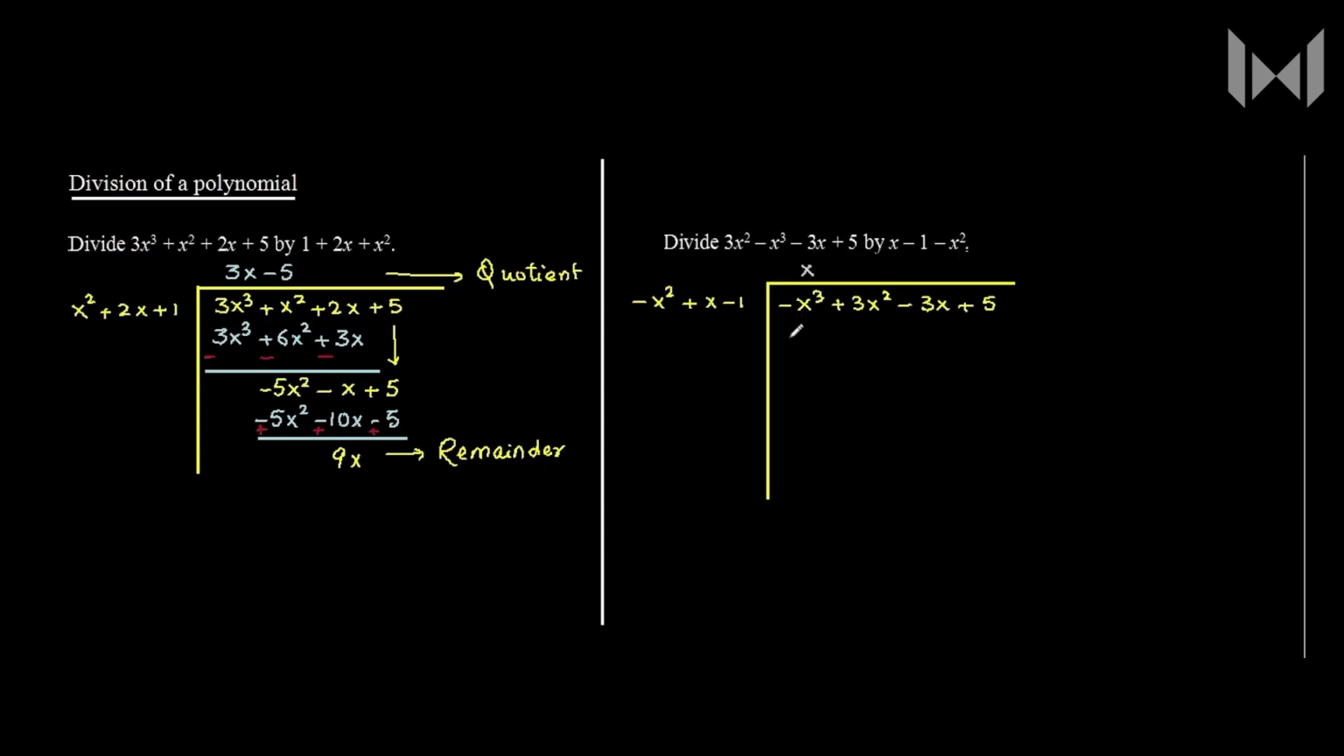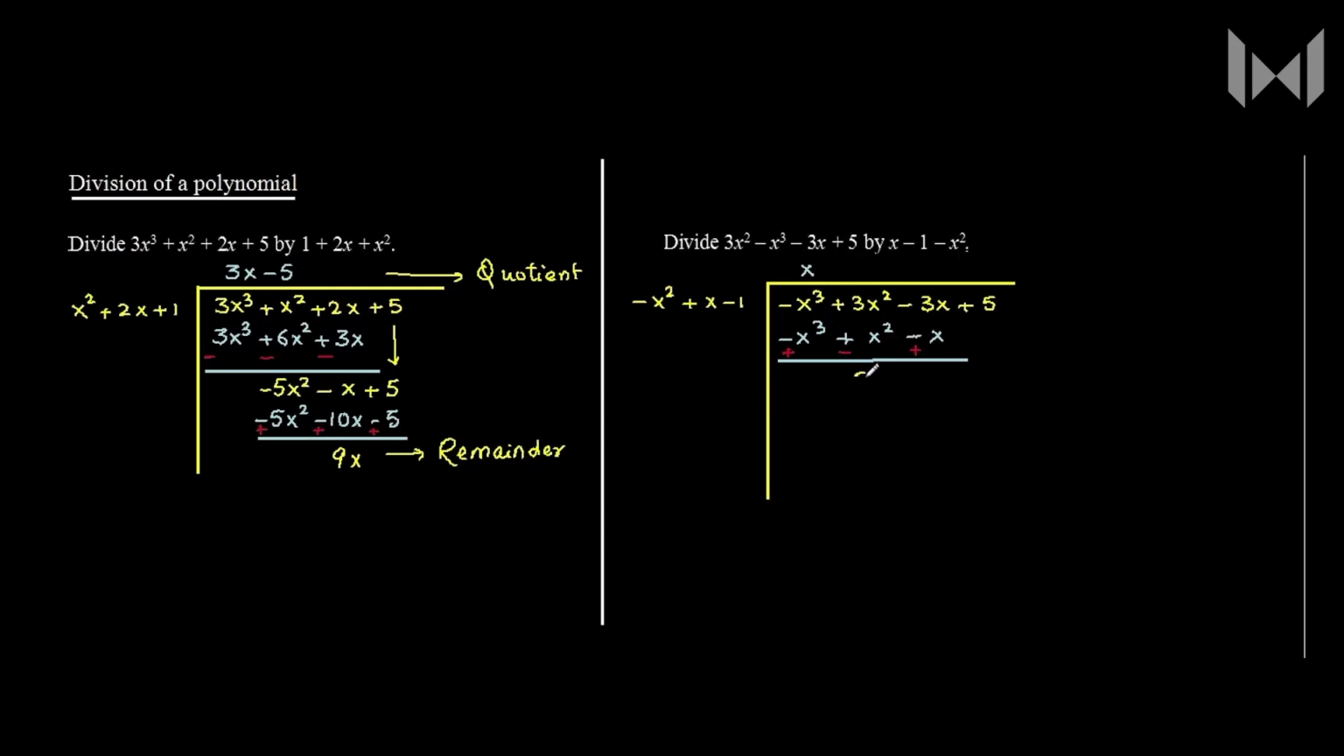So this will be minus x cube plus x square minus x. Now we shall subtract. For that we need to change the signs, so we put a plus here, a negative and a plus. Now we subtract. We are left with x cube and x cube, they get cancelled.